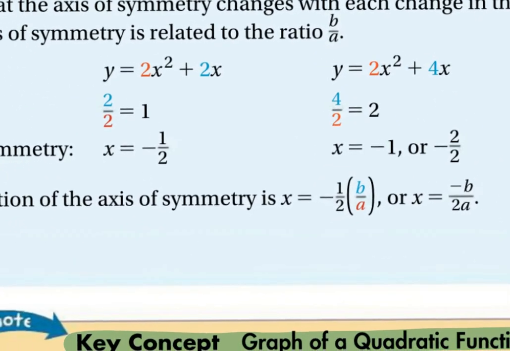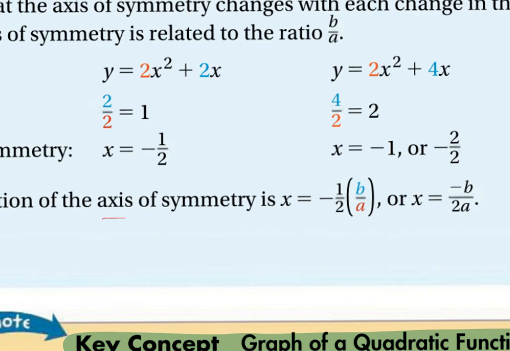So what I want you guys to copy down on this part is the axis of symmetry is x equals -1/2 B over A, or x equals -B over 2A.